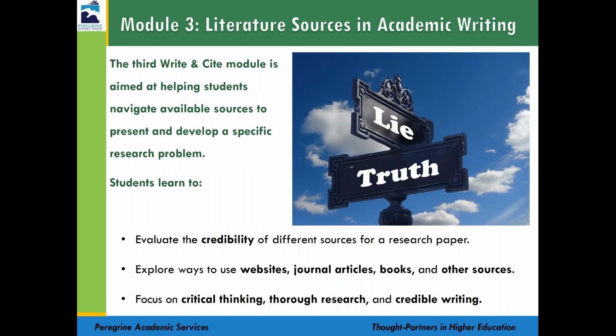Module 3 talks about literature sources in academic writing, and not only are we talking about books, but we're talking about using video, websites, streaming documentaries, and professional journal articles: how to find them, how to read them, how to incorporate them. We also really focus on teaching students what a credible source is, and where you need to look to find out if a source is credible.